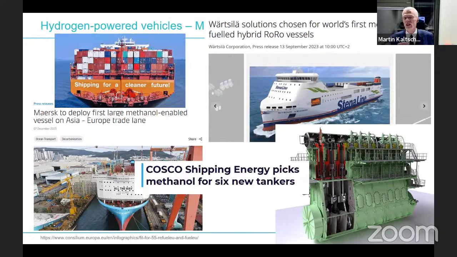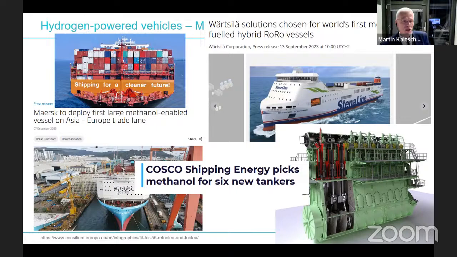And there we have two options, and both options are currently very much, let's say, on the way. This is on one hand side, the methanol used. This is what you can see here. For example, Maersk is one of the, let's say, big shipping companies globally. They deployed the first large methanol-enabled vessel of Asia in the Asian-European trade line.